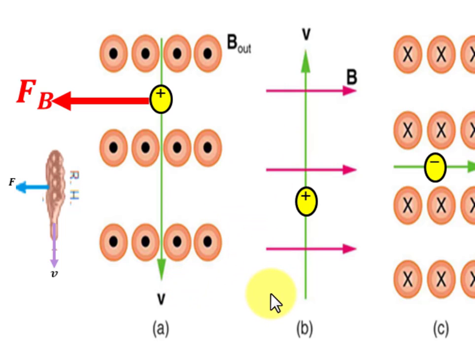For the next case, what we have here, you are given B to the right, so your fingers should be to the right. The v is upward, so your thumb would be upward. This is positively charged, so where should the force be? The force should be into the page. You have to do this on your own, using your right hand.